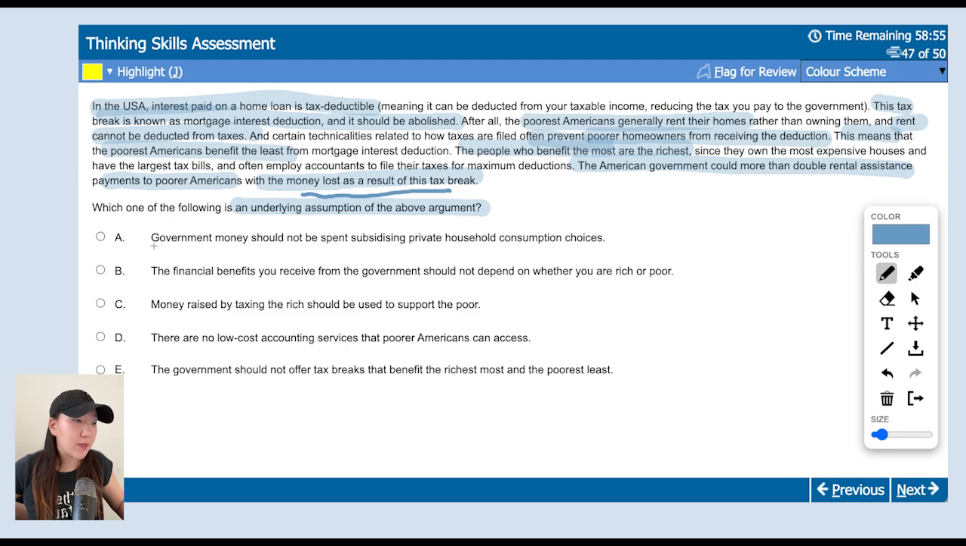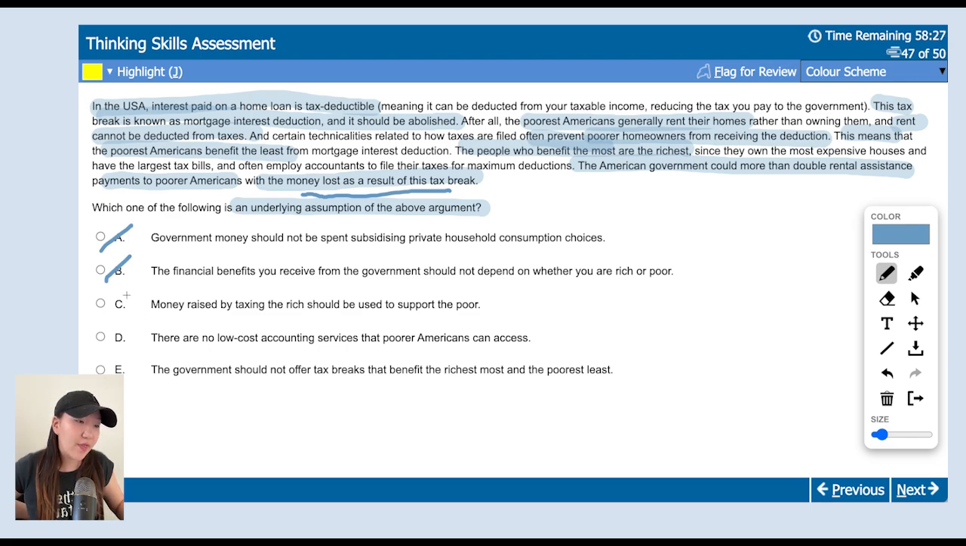Government money should not be spent subsidizing private household consumption choices. It's not a problem with private household consumption choices, it's a problem with wealthy household consumption choices, helping the wealthy households, right? The financial benefits you receive from the government should not depend on whether you're rich or poor. That is the opposite. We do want it to depend, I guess, on whether you're rich or poor. Money raised by taxing the rich should be used to support the poor.